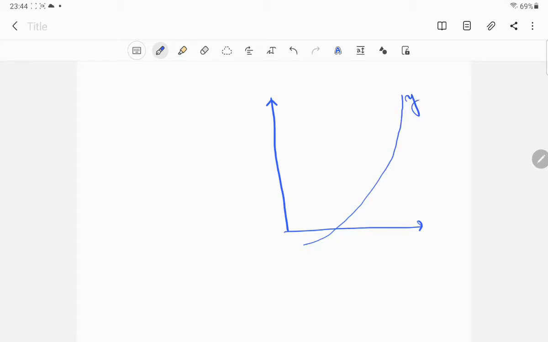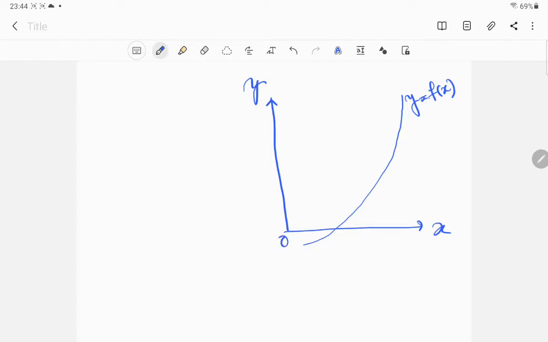Let me draw a graphical representation of this. Suppose this is the curve, and this curve represents y = f(x). This is the equation y = f(x), this is the x-axis and this is the y-axis. So our problem is f(x) = 0, and here y is represented by f(x) as usual. We have already done that.